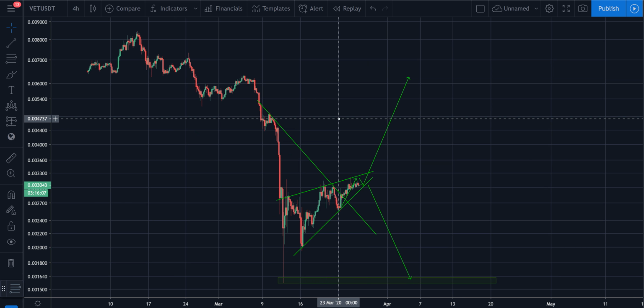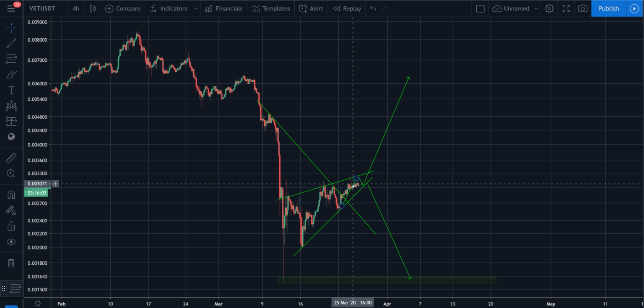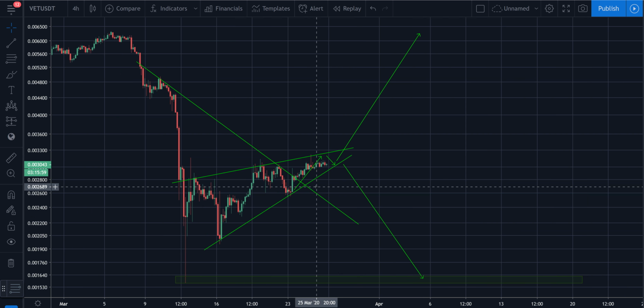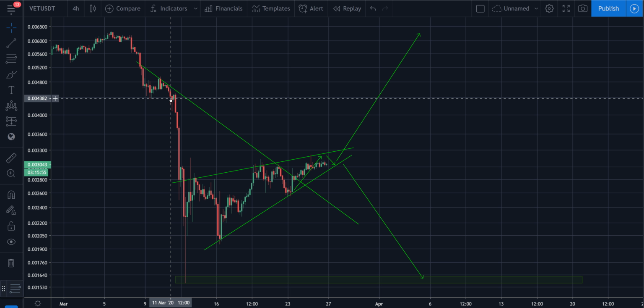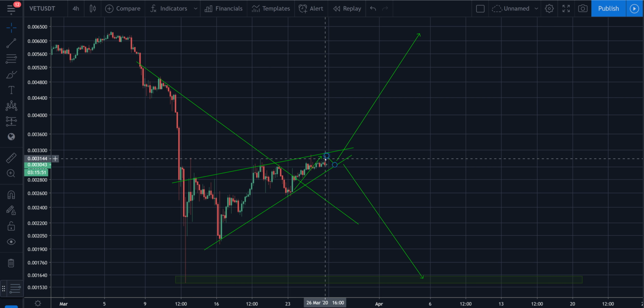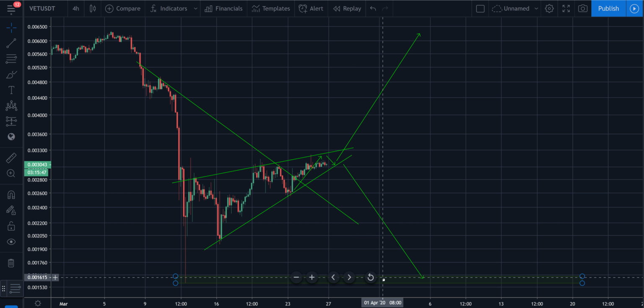The next one is VeChain. I did this one a little bit differently. It looks like it's in some sort of rising wedge, and this pattern can actually be confused as a rising wedge, when in fact it is most likely the bump and run reversal pattern. Now, if it fails to go above this zone and we break down here, heading down, that would invalidate the pattern, and it would have been a rising wedge.